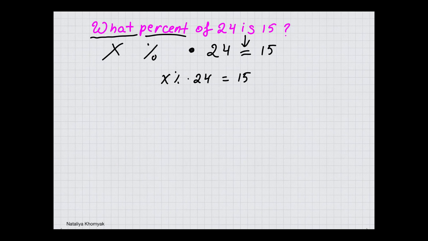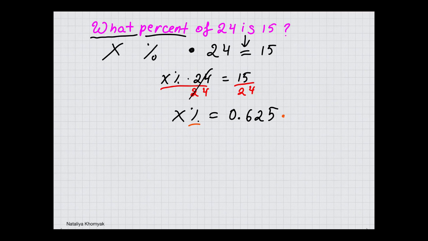Let's solve for x. X is being multiplied by 24. The opposite is to divide by 24. 24 out of 24 cancel. X percent equals 15 divided by 24, which is 0.625. And this is almost our solution, but the answer should be in percent form.